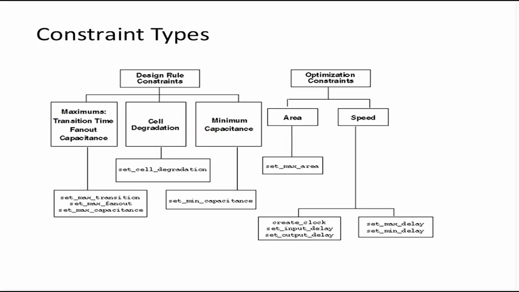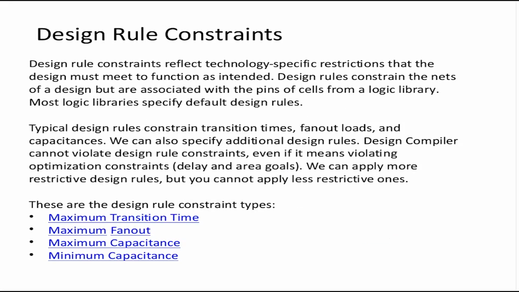Again, optimization constraints are of two types here: area and speed. We are not talking about power here. I'll have some discussion on power, but for the sake of this lecture, let's forget about power for now and focus on area and speed. These are the commands that represent each of the constraint types: set_max_transition, set_max_fanout, set_max_capacitance. For area, set_max_area. For speed, it's create_clock, set_input_delay, set_output_delay, or set_max_delay. Let's look at design rule constraints first.